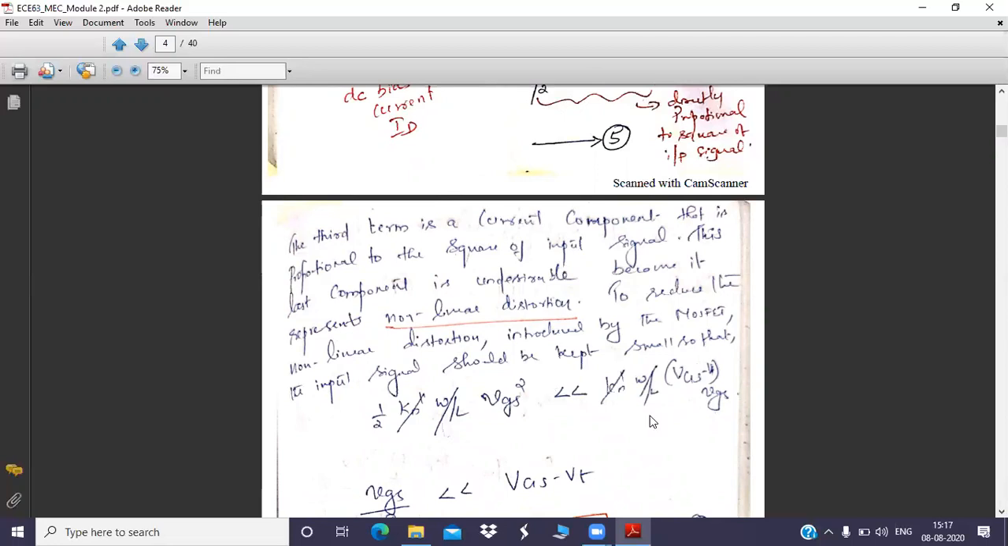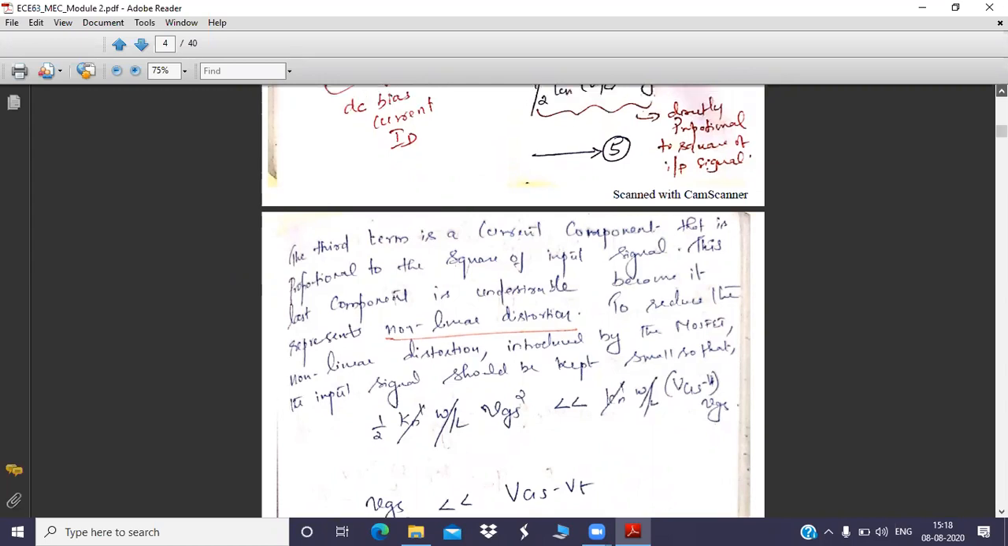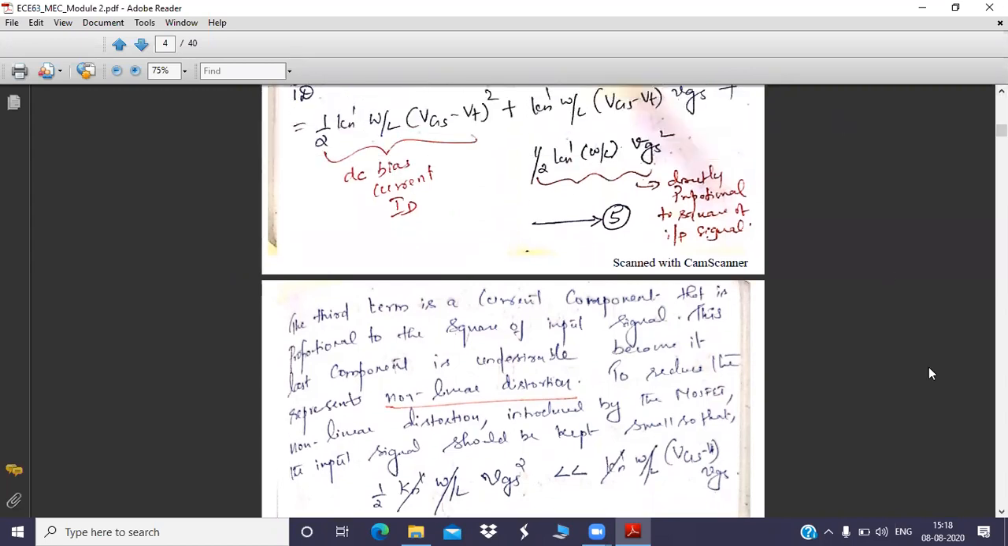But how can we keep this condition? Why are we keeping this condition? Because we need to suppress the effect of distortion. Distortion should not happen. Distortion means noise, or the signal will fade gradually. That should not happen actually. So to get rid of this distortion, the square term should be very small. So we have to follow this particular condition. The third term should vanish, or it should be less than the second term.